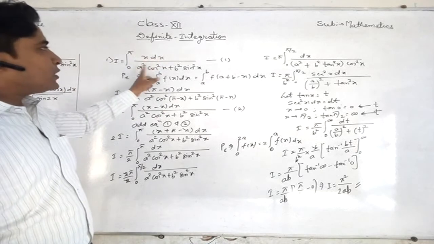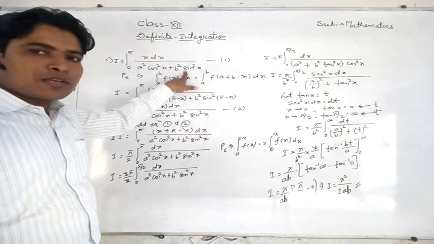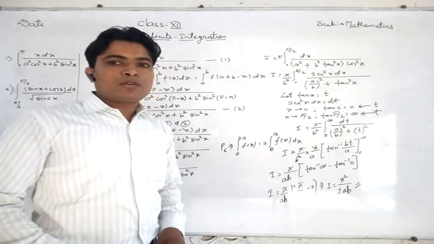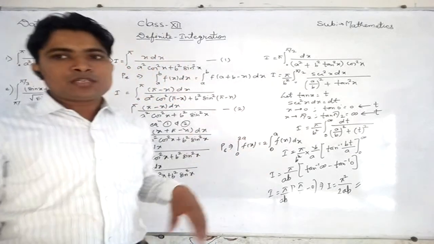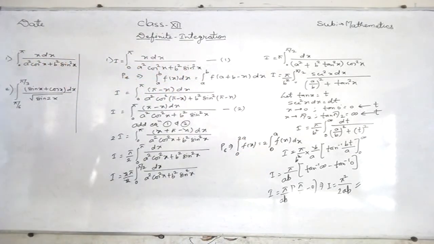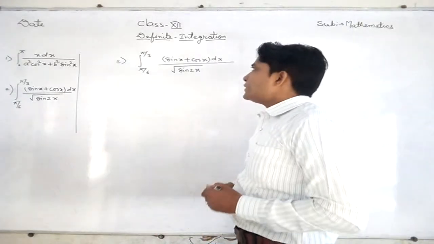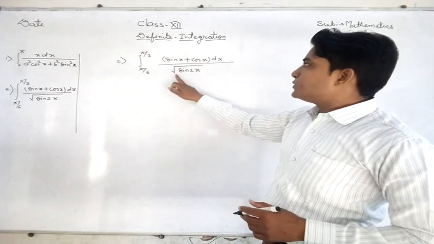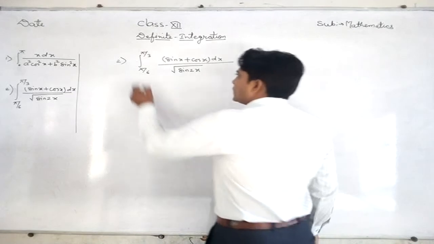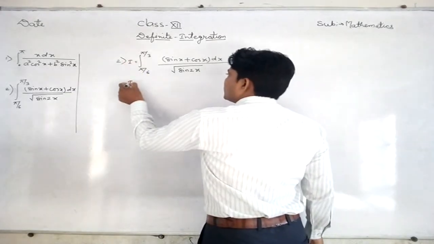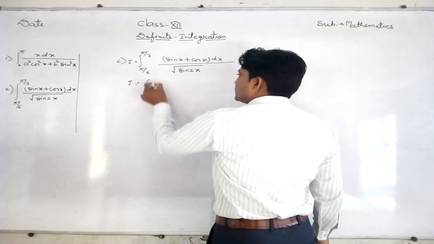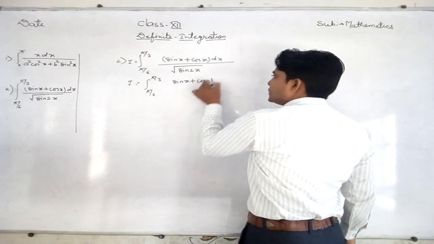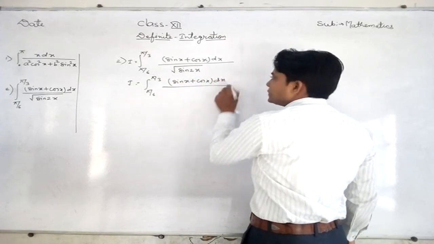Now student, our next question is the integral from pi by 6 to pi by 3 of sin x plus cos x into dx upon under root sin 2x. So again we assume it as I. So I equal to integral from pi by 6 to pi by 3. We don't change the numerator: sin x plus cos x dx upon under root sin 2x. So can we write under root sin 2x as minus and minus sin 2x? That minus and minus will automatically be plus, so the question is not changed.